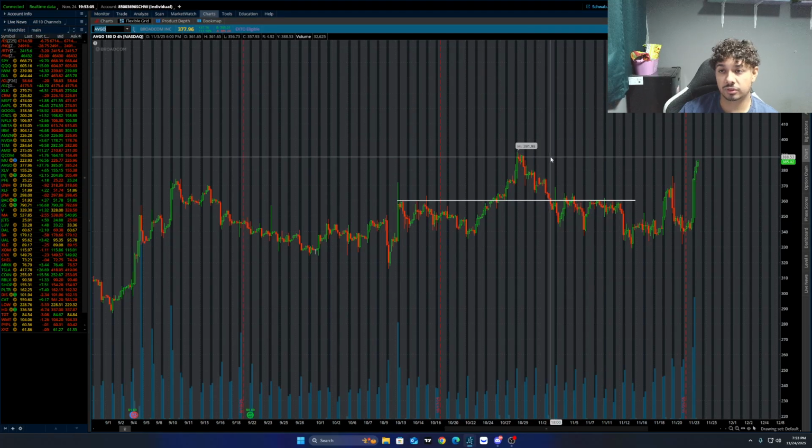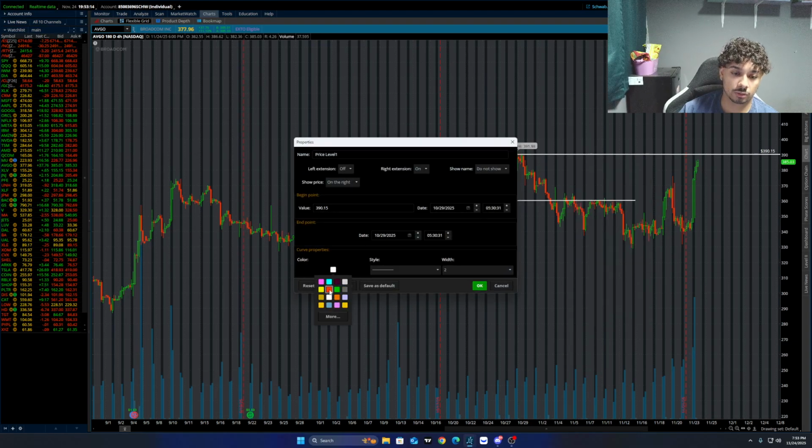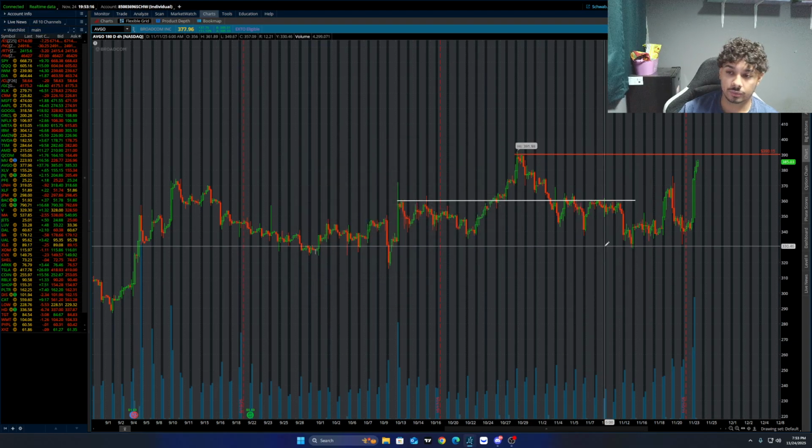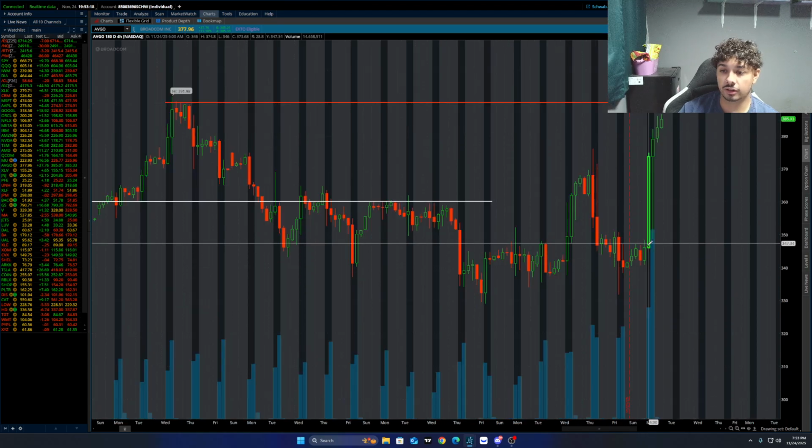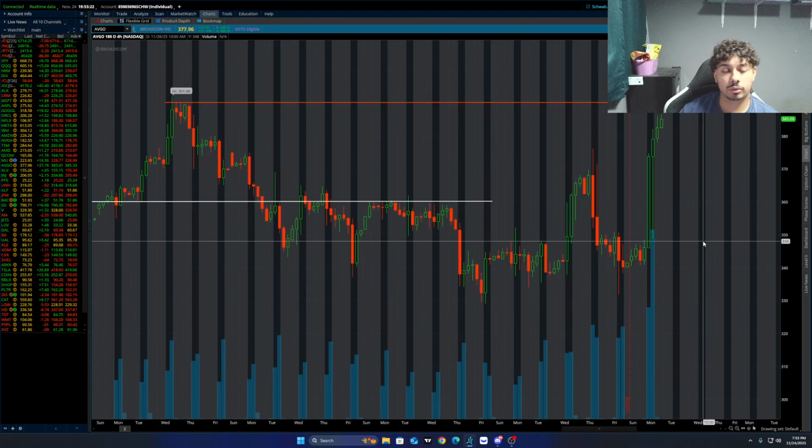So most likely, I would say this could probably reject. Why do I say that? I know some of you might be confused, like, why do you think it's gonna reject? This thing looks like it had a nice big candle intraday. So why would it sell?